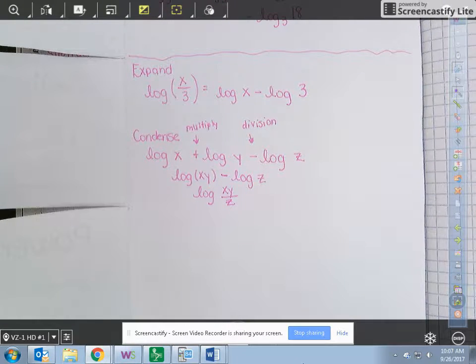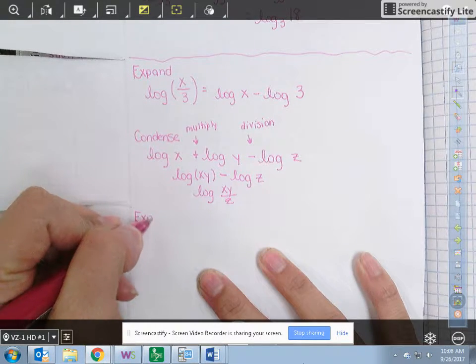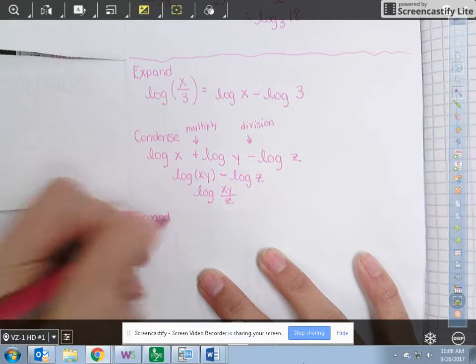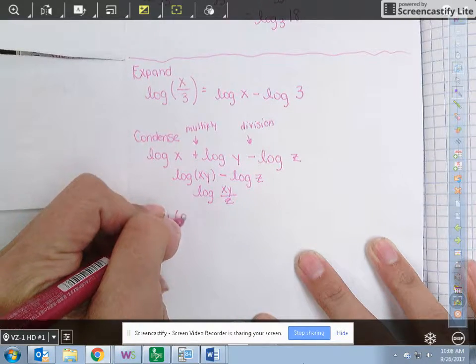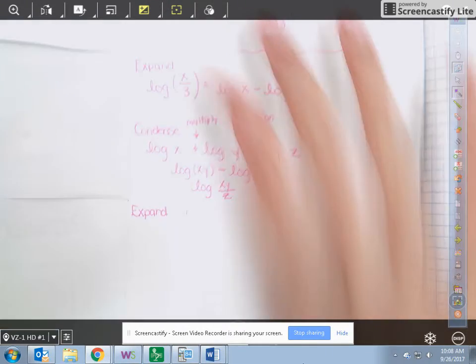So when I am condensing or expanding, could I do more than just one thing? Like maybe I multiply, maybe I divide, and maybe I have a power rule. Yeah. Possible. Put that in the right spot. Try this again.